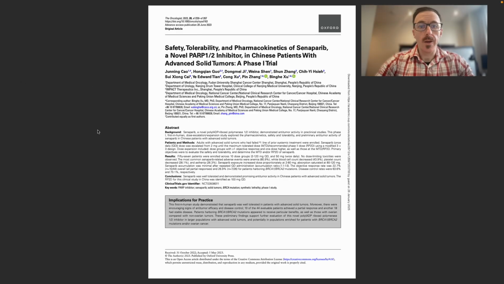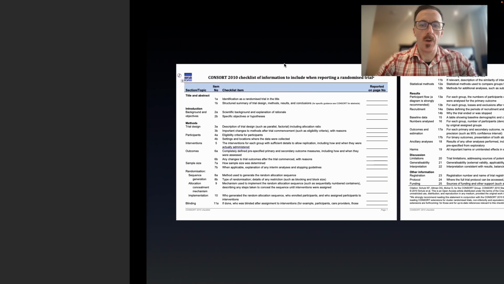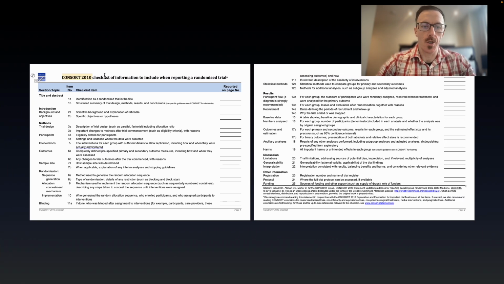Hi everyone. Today I'll be describing how to develop the results section of a clinical trial paper using a phase one study as an example. So the results section of any clinical trial paper really should follow the CONSORT checklist.